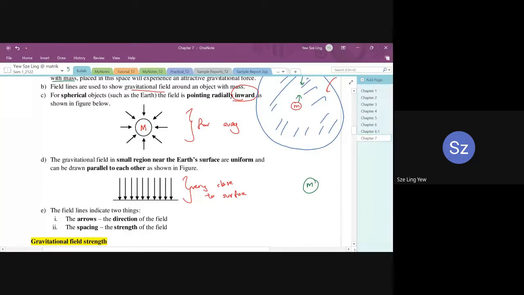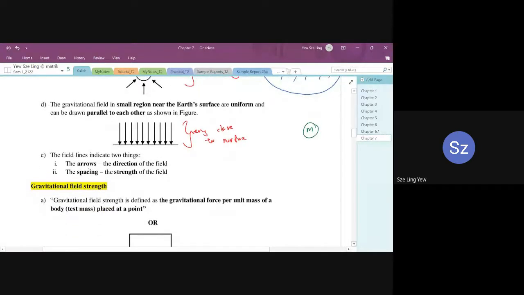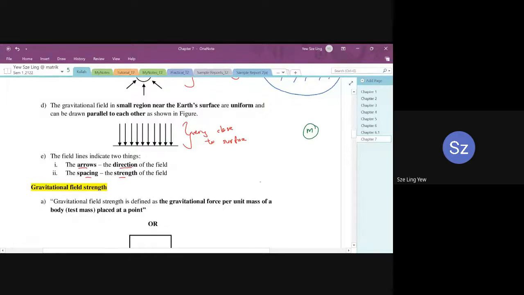Okay, so the field line actually carries two meanings. The first thing is the arrow. The arrow represents the direction of the field. And then the spacing between the lines represents the strength of the field. Now, what does it mean by spacing? Let's say this is the Earth.